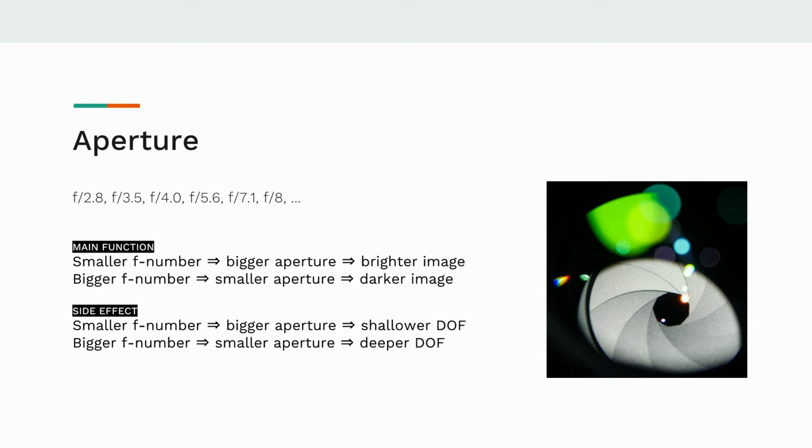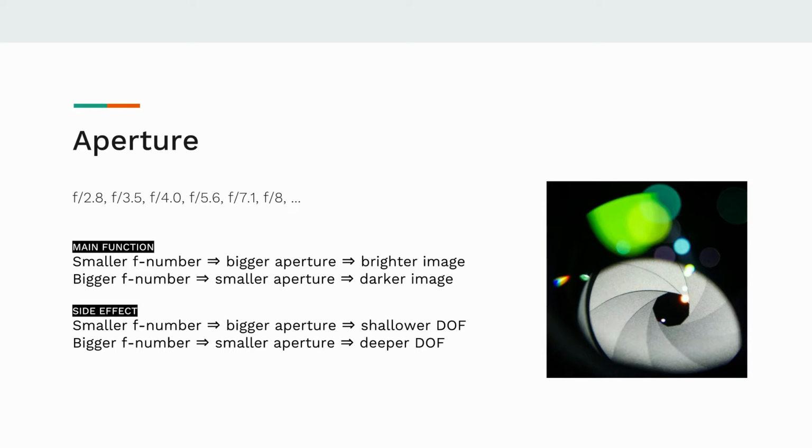Okay, and as with any element of the exposure trinity, you have a side effect, and the side effect of aperture is depth of field. A smaller f number, which means a bigger aperture, will result in a shallower depth of field, and a bigger f number, which means a smaller aperture, will imply a deeper depth of field.